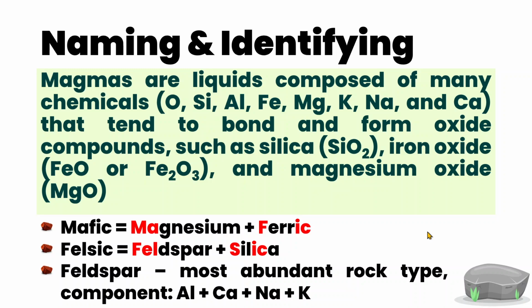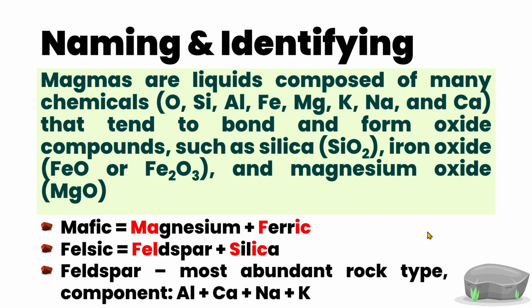We mentioned in the previous slide the kinds of rocks called mafic and felsic. Actually, the names of these rocks are based on the elements present in them. Magnesium and ferric are in mafic rocks, and that's why the name takes the first two letters of magnesium and the first and last letter of the word ferric, ferric referring to iron. So magnesium plus ferric is called mafic. This kind of rock is made of magnesium and iron.